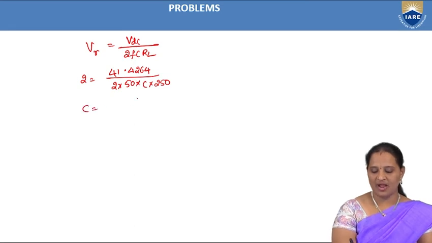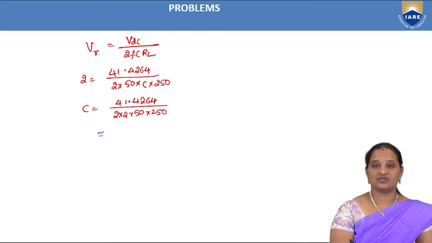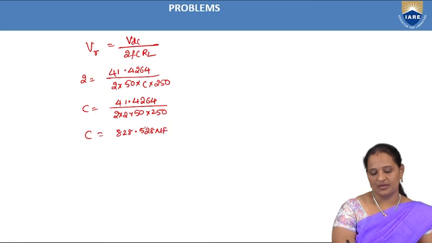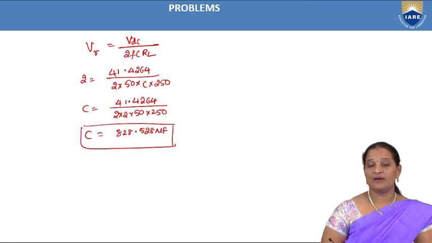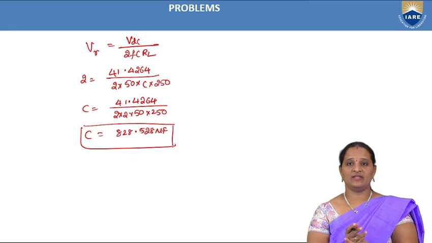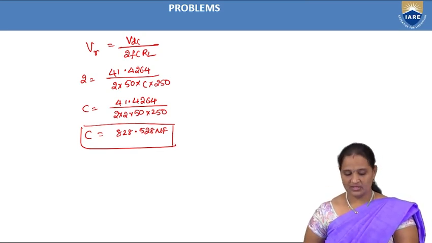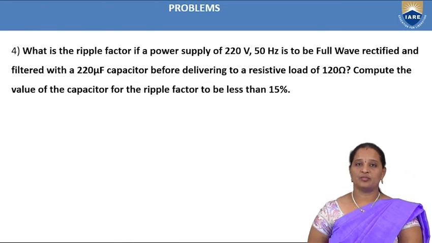So from this I can calculate the value of capacitance as 41.4264 divided by 2 into 50 into 250. If I calculate this value, then I will get the capacitance value as 828.528 microfarad. So this is the value of capacitance that is required in order to maintain the ripple voltage not more than 2 volts peak to peak. So this is how we can solve the problem.